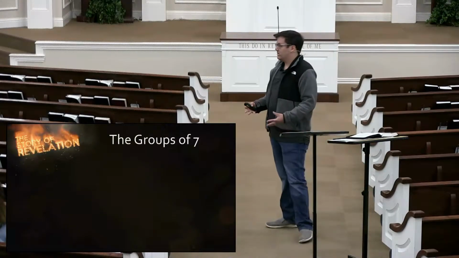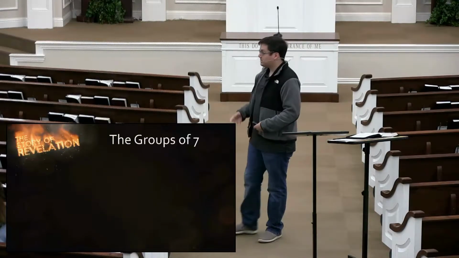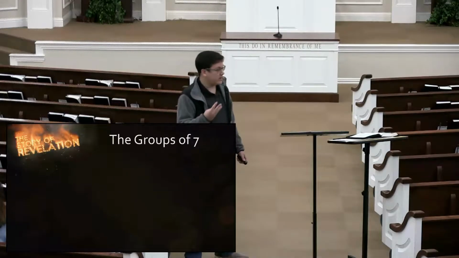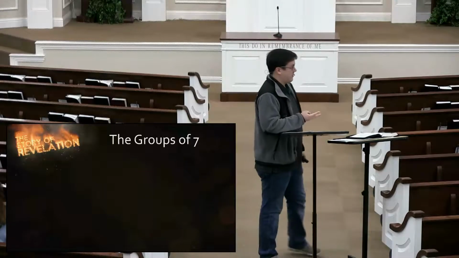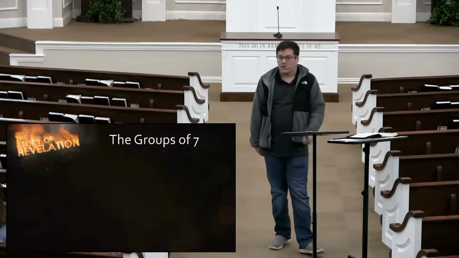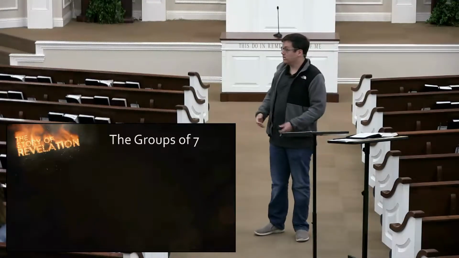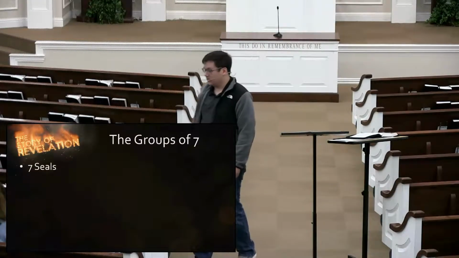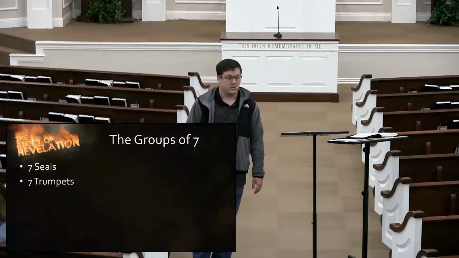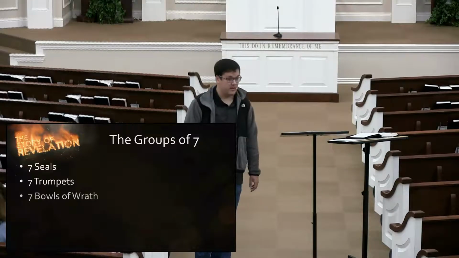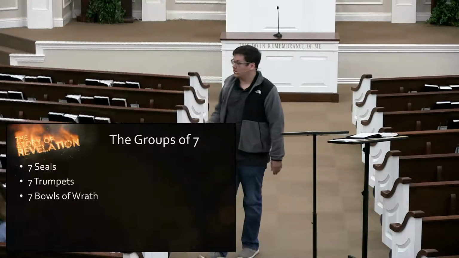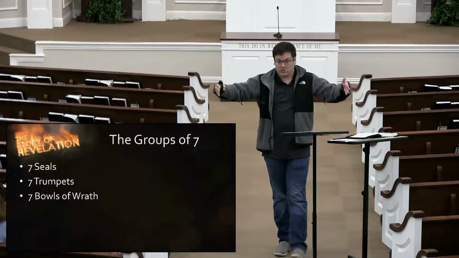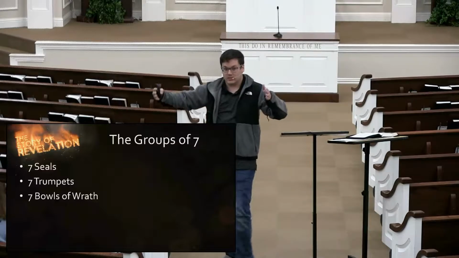There's a structure to the rest of the book that we're going to see. And it's these groups of 7. We're going to see 3 different groups of 7. That's really going to lay out the entire story for us. We're going to see 7 seals that we're going to look at tonight. We'll see 7 trumpets. And then we'll see 7 bowls of wrath. Now this really is the outline for the rest of our study, is these groups of 7.